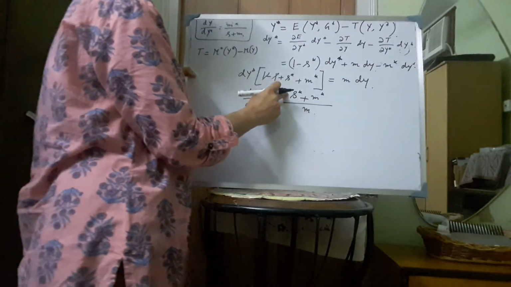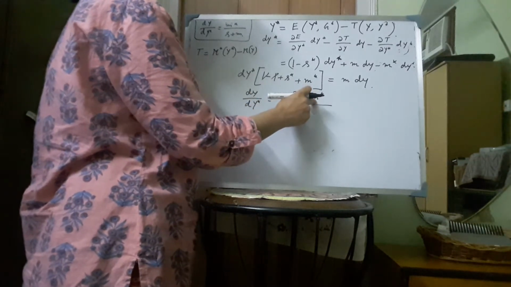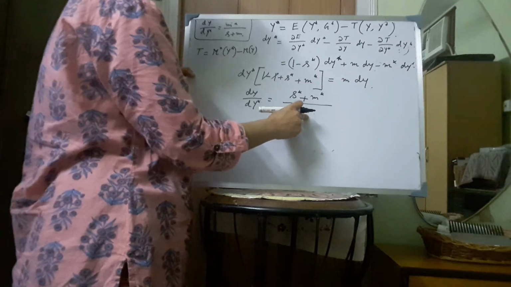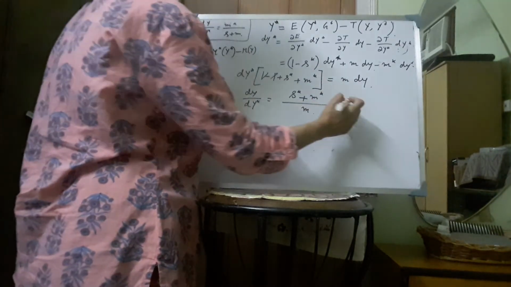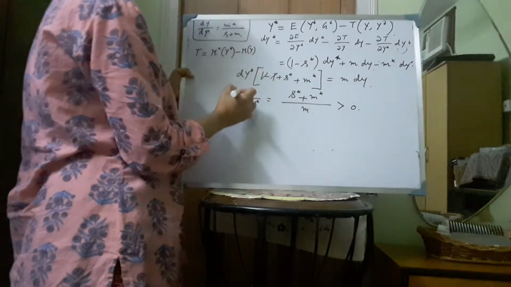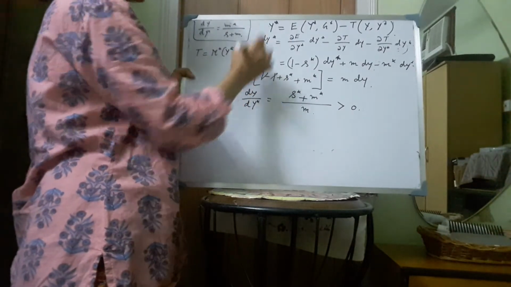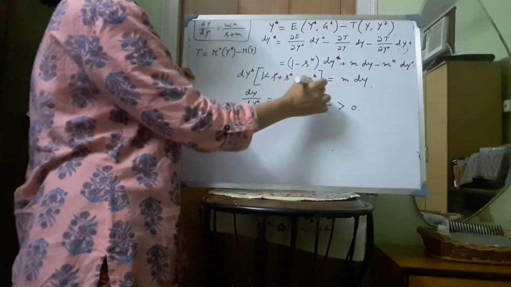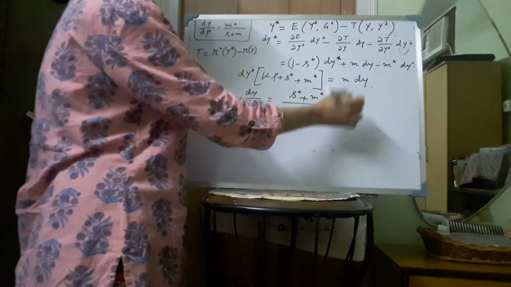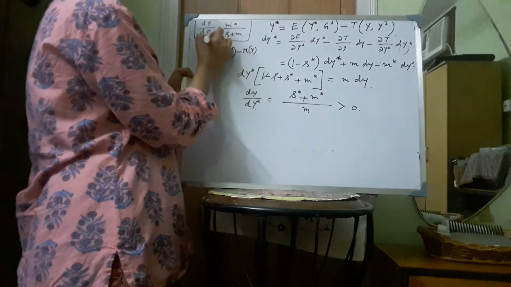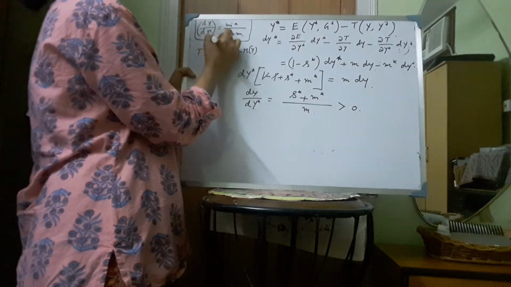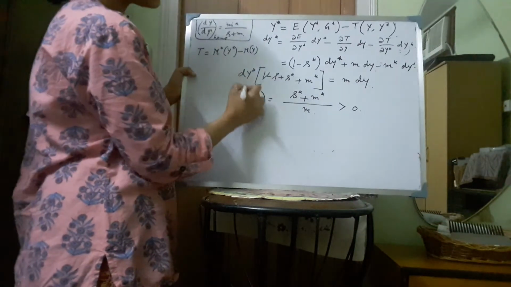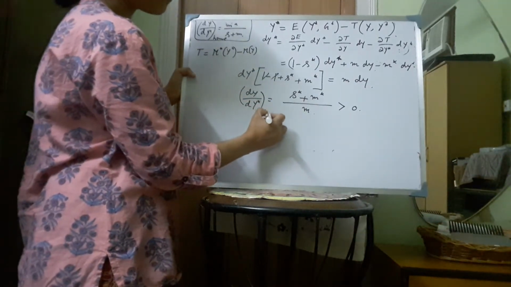Now A star is the foreign country's MPS, M star is the foreign country's marginal propensity to import, and M is the home country's marginal propensity to import. So this is again greater than 0. So for the foreign country, from the foreign country's equilibrium condition, we are getting that dy by dy star is equal to (A star plus M star) divided by M, which is also greater than 0. So this is for the home country. This dy star is for the home country, and this dy by dy star is for the foreign country.